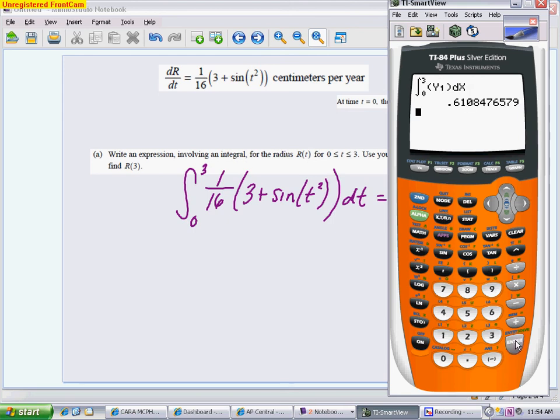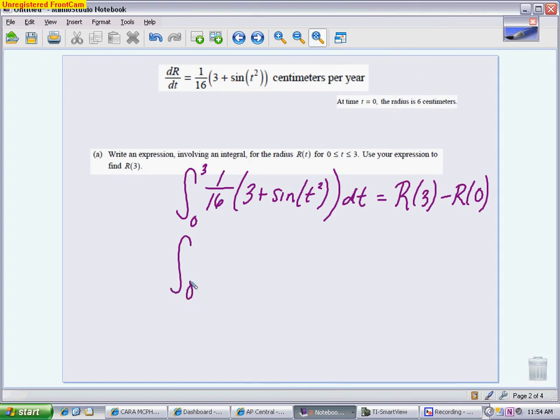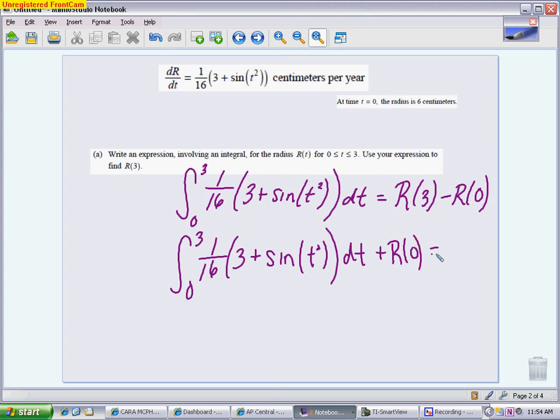So I get 0.610. And also what I did when I did this problem is I wrote from 0 to 3 of this whole 1/16, and you could just write dr/dt in here, or r prime, if you don't want to rewrite this equation over and over again. I wrote that if I take that and then I add r of 0, I get r of 3.